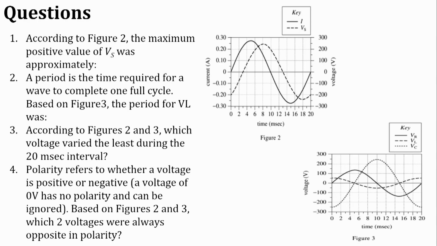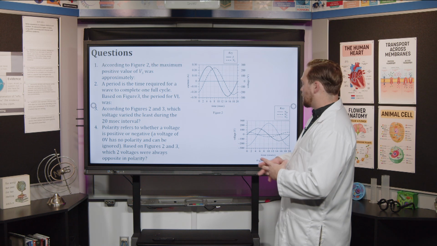So you can see that VL, this is the longer dashed line, starts off positive, and then at about 5 milliseconds it switches polarity and is now negative. Compare that to VC, it's the exact opposite. You see how VC and VL are meeting? They're overlapping at 5 milliseconds and at 15 milliseconds. When one is negative, the other one is positive, and vice versa. Okay, so that's the correct answer, VL and VC. When VL is positive, VC is negative, and then they switch at about 5 milliseconds. Okay, so that's going to be the correct answer for that one.